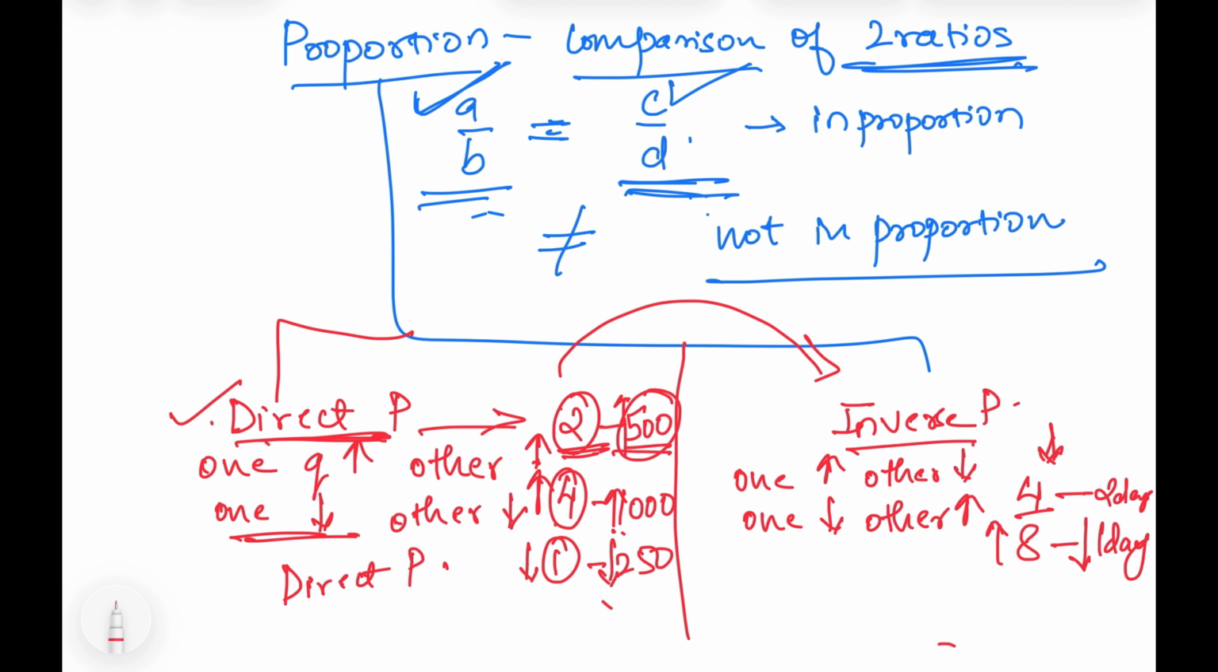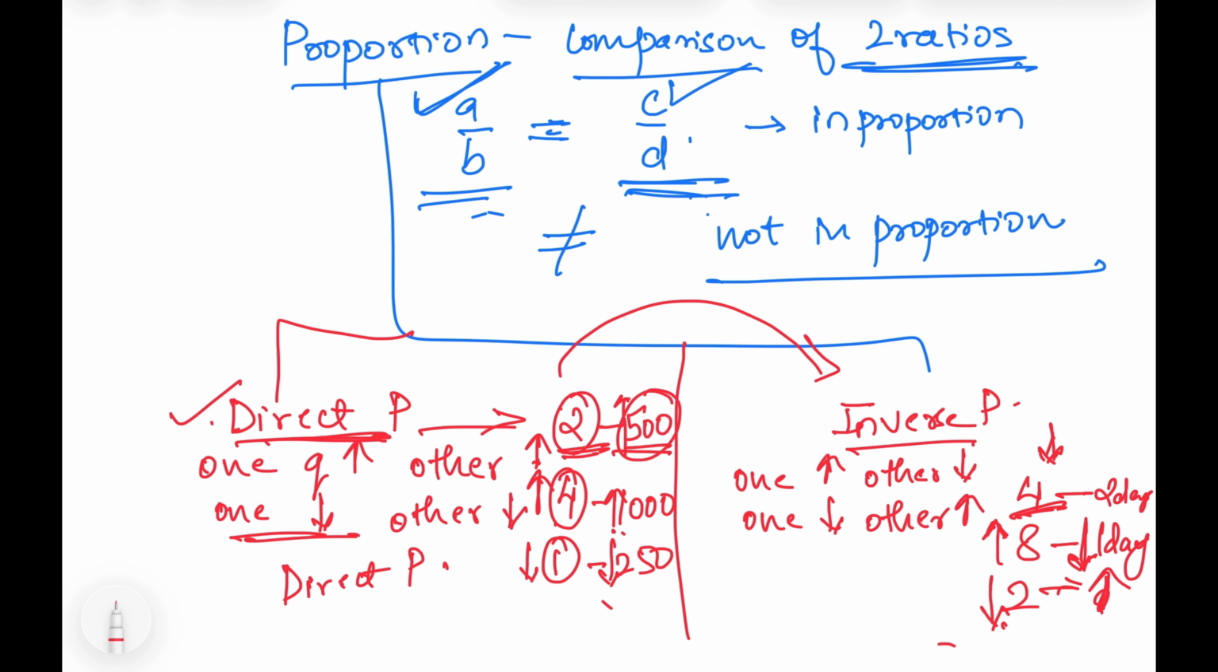Now if they reduce the number of workers, say it was 4, now they make it 2, will the number of days not increase? Yes, the number of days will increase, right? When the number of workers is decreasing, the number of days is increasing. And when the number of workers is increasing, the number of days required to do the work is decreasing. So this is inverse proportion. When one quantity is increasing, the other is decreasing, and vice versa. So this is direct proportion and inverse proportion.